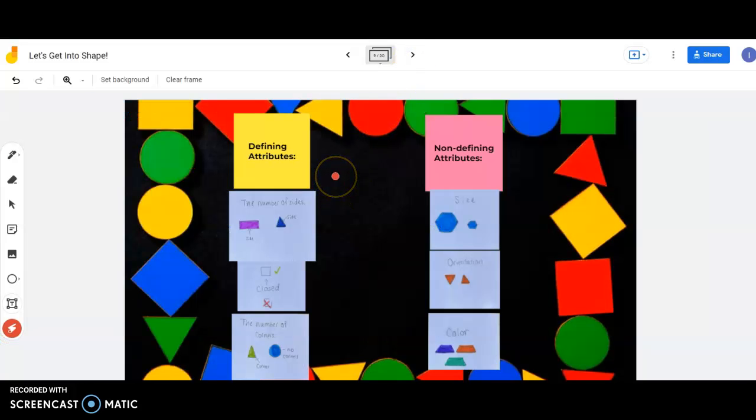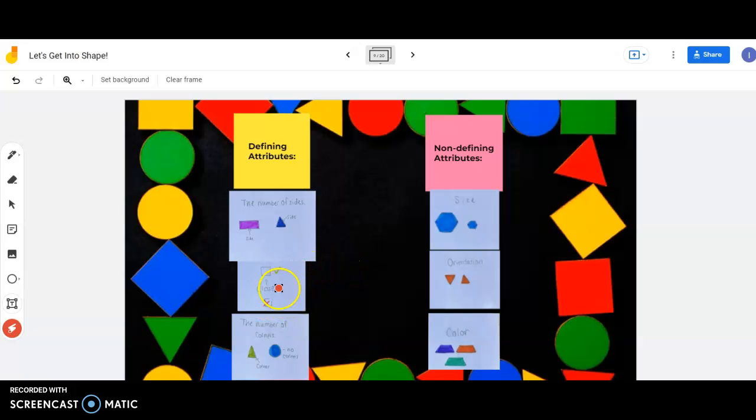But what is a defining attribute and what's a non-defining attribute? So, a defining attribute is an attribute that matters. An attribute is an important part of a shape that makes it a shape. That's what a defining attribute is. It's an important part of a shape that makes it a shape. A shape has to have these special defining attributes to make it a shape, such as the number of sides it has.